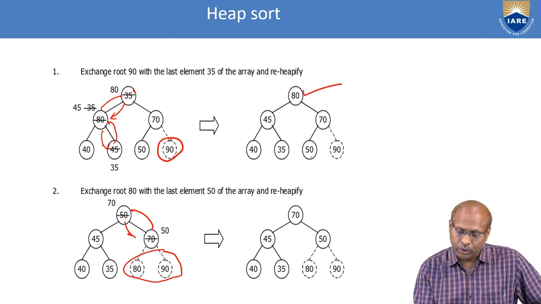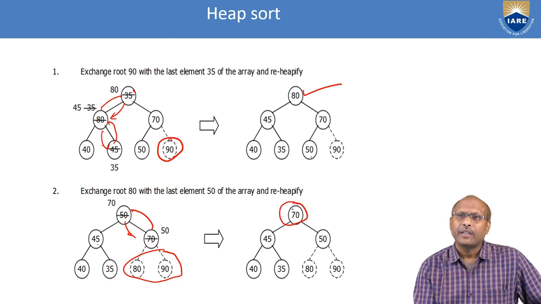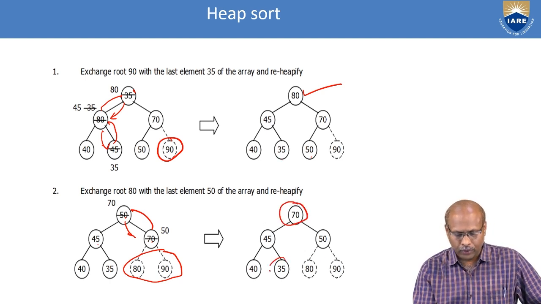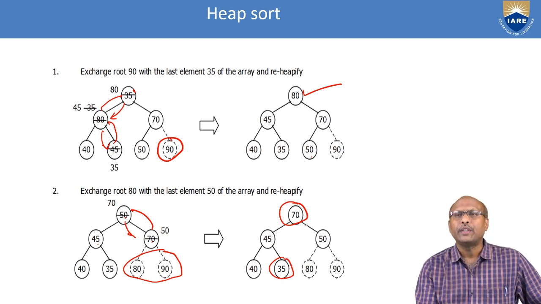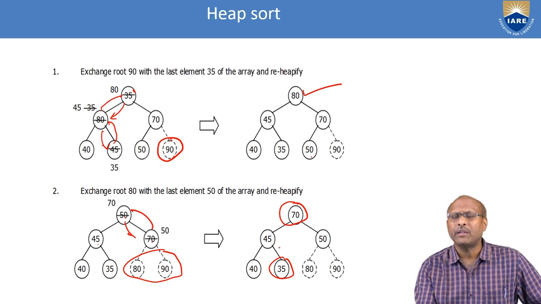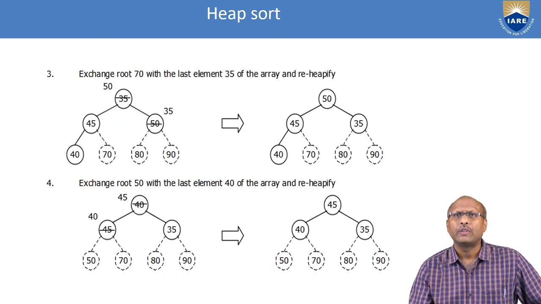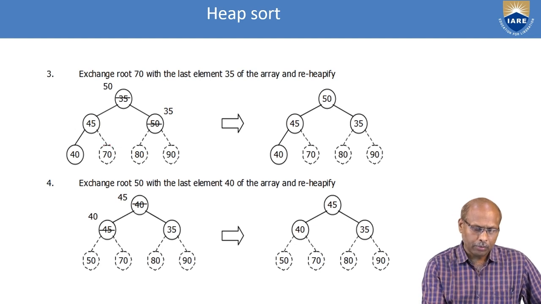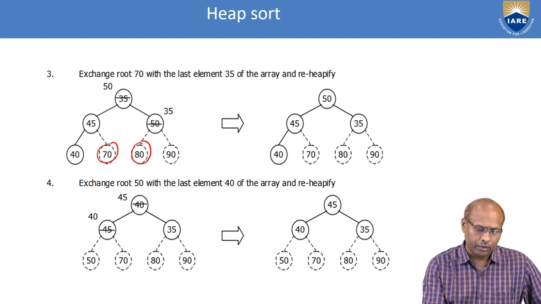So now which is the root? 70 is the root. And which is the last element of the heap now? The last element is 35. Now this 35 has to replace 70. 70 will come down here, so that means 70 will be deleted. 35 will go to the root. Now these three nodes are over.